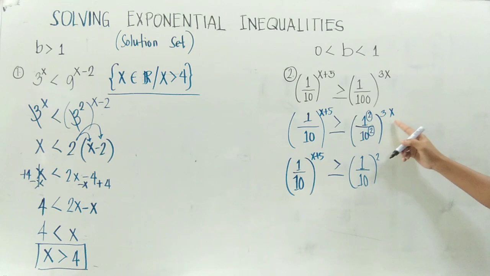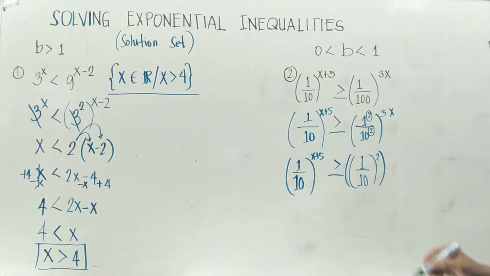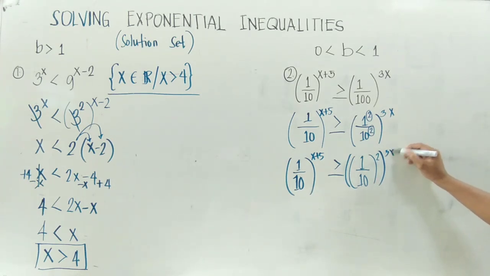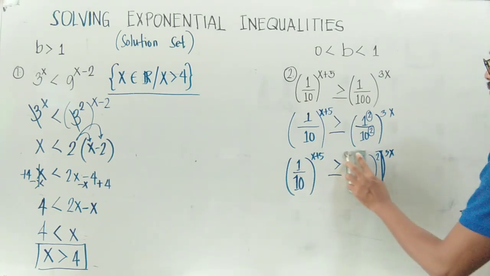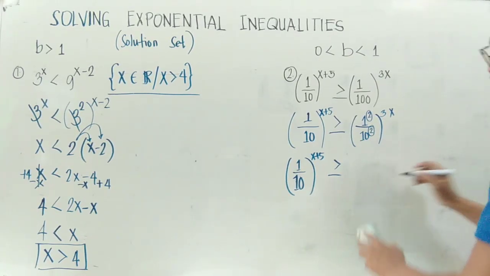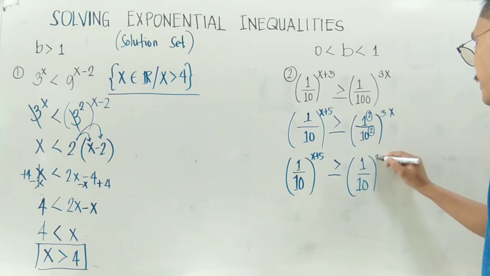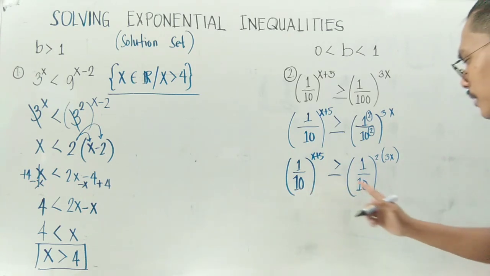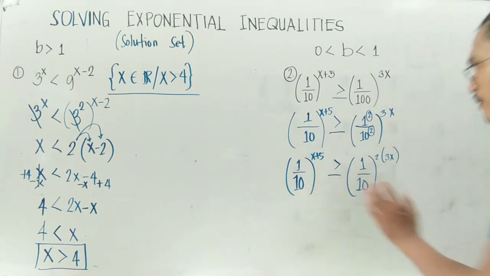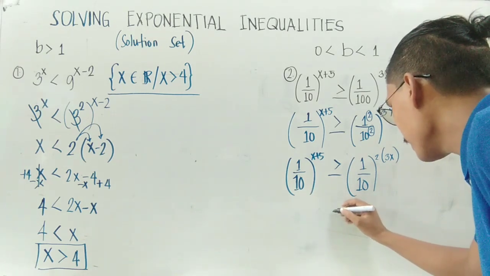Okay? So let us not forget the exponent in here. So we have either put a parenthesis in here, then 3x, or you can use your bracket, or to make it easy, it's just like 1/10 raised to 2 raised to 3x. So we are on the same basis now, or we have the same base of our exponential inequalities. Now let us proceed. Let us simplify.